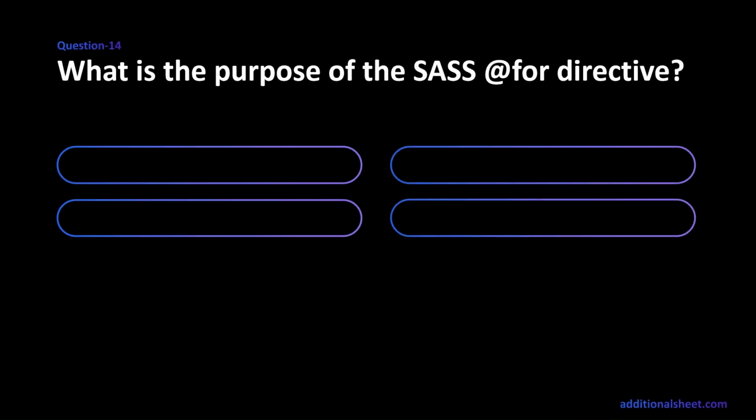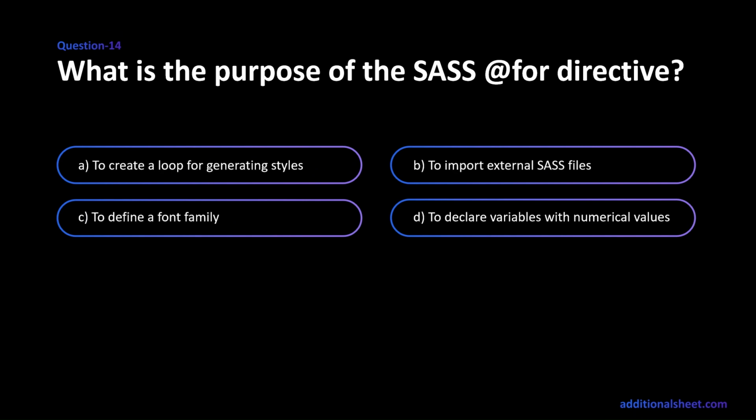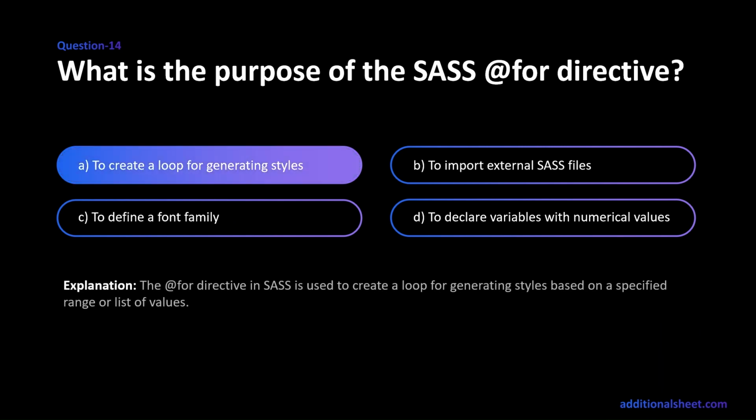Q14. What is the purpose of the SASasset directive? Options are: A. To create a loop for generating styles. B. To import external SAS files. C. To define a font family. D. To declare variables with numerical values. Correct answer is option A.